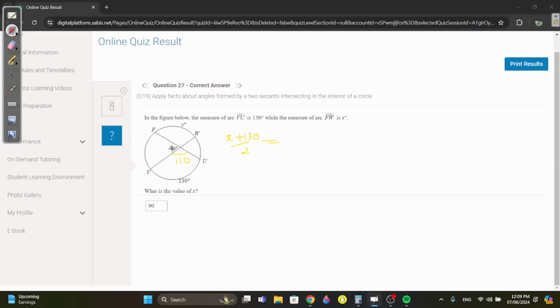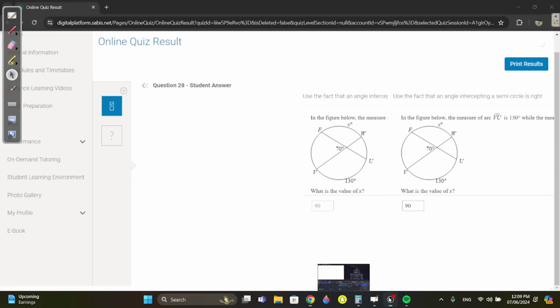This angle is going to be 110 because it's a straight line, and obviously they're supplementary, a linear pair. So this is 110, so they're going to equal 110. Multiply by 2, you're going to get 220 equals x plus 130. You're going to get x equals 90 if you subtract.